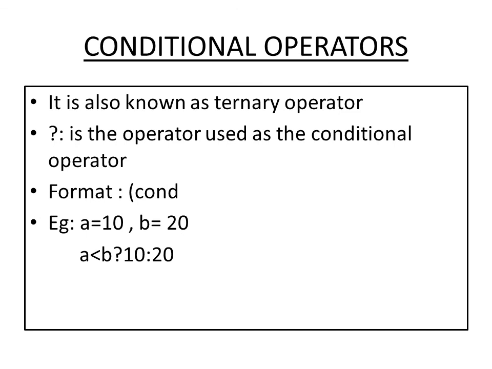And here's the example: A equal to 10, B equal to 20. 10 less than 20 is true, so the result will be 10. But if it was the other way around, if it was A greater than B, 10 greater than 20 is false, then the result would have been 20.